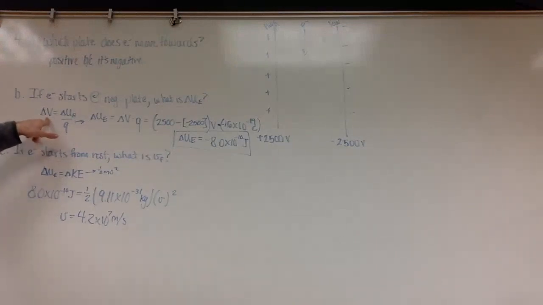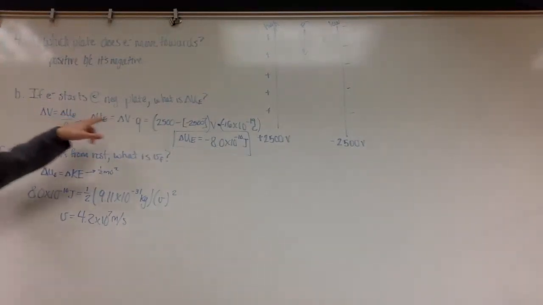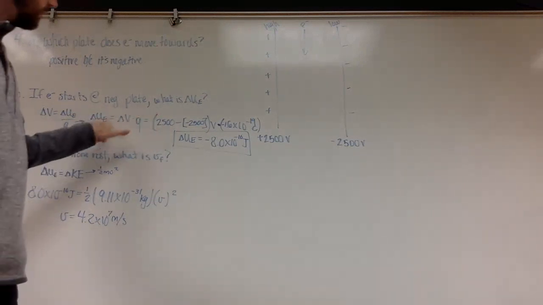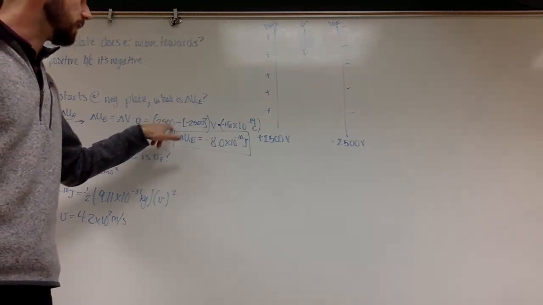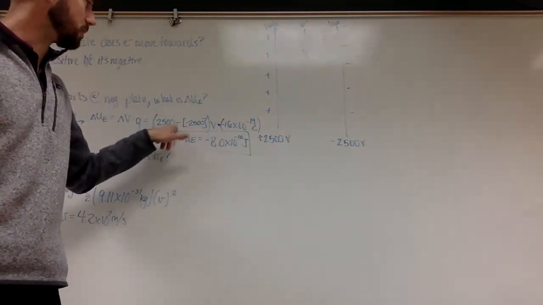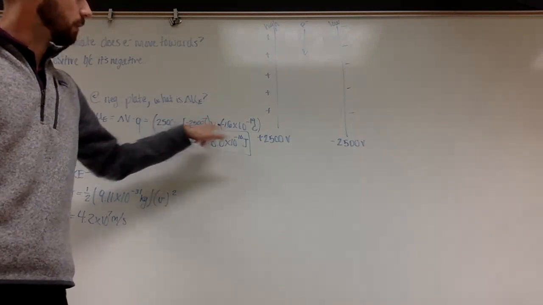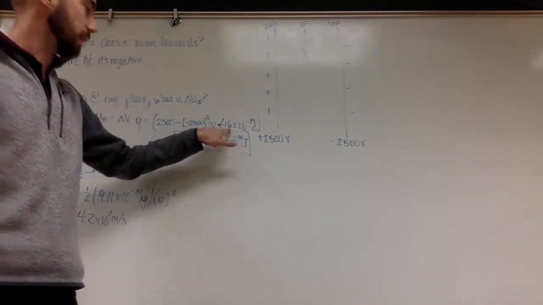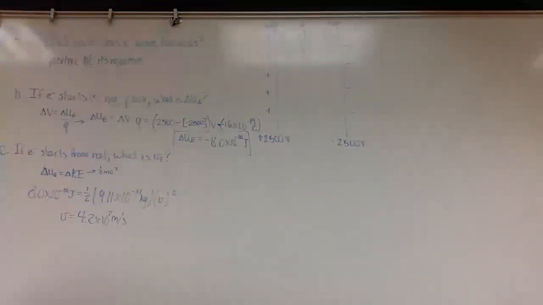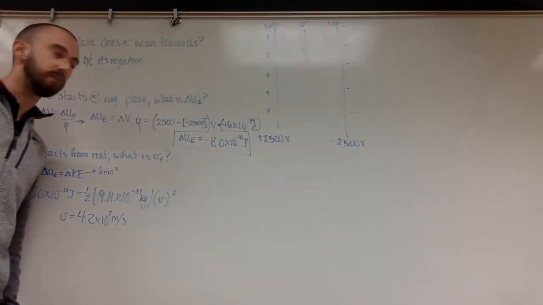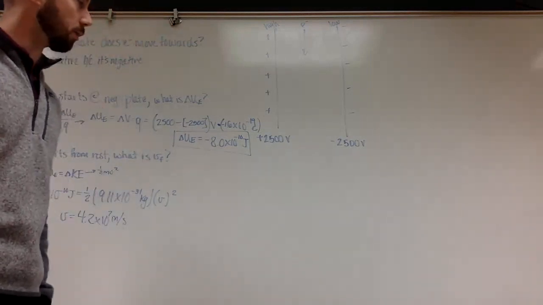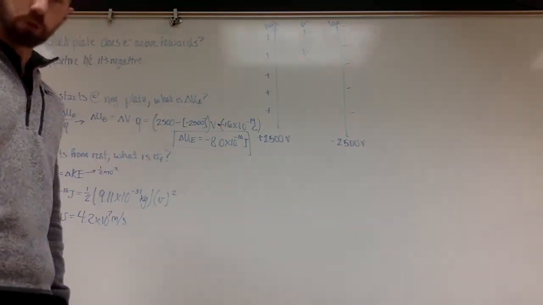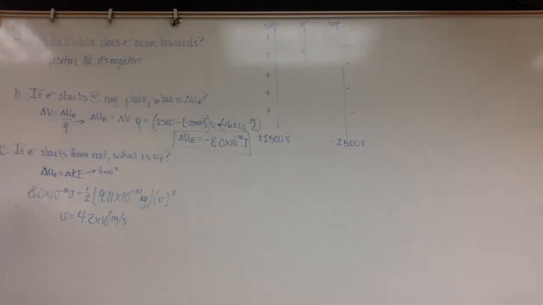If we use our equation that our change in voltage is equal to our change in electric potential energy over the charge, we can rearrange it to solve for our change in electric potential energy. We take our final voltage, positive, minus our negative voltage, so we add it. We get 5,000 volts times the charge of an electron, and we end up with the change in potential energy of negative 8 times 10 to the negative 16th joules. The reason for that being that it is losing potential energy, so it should be a negative number.